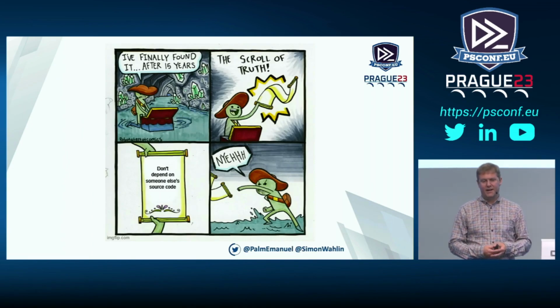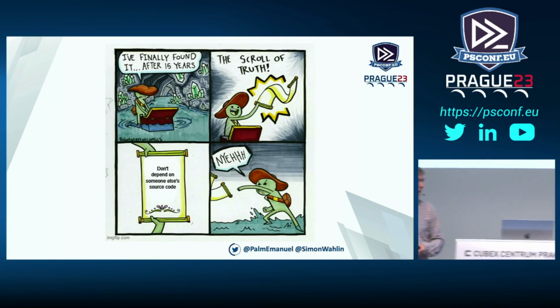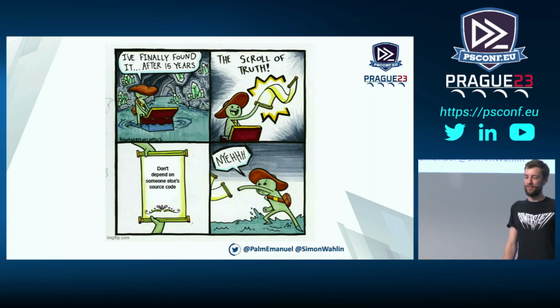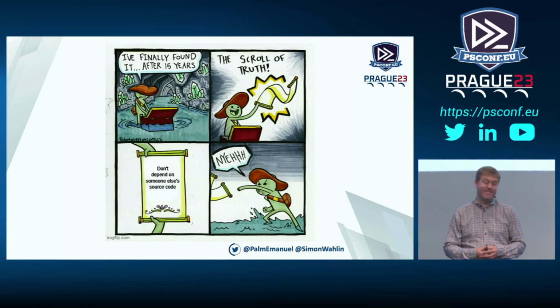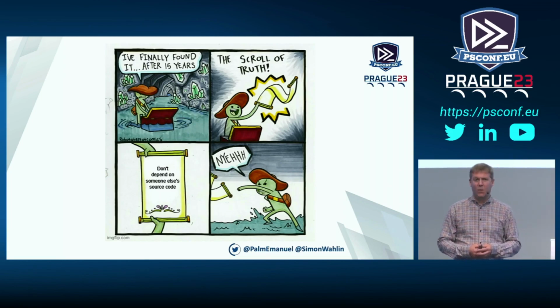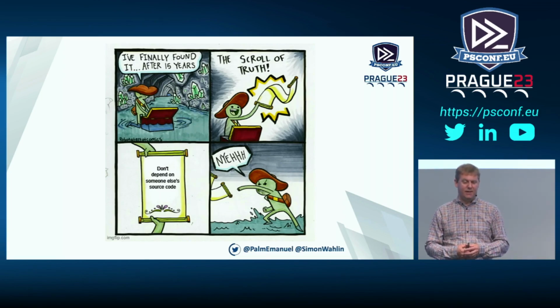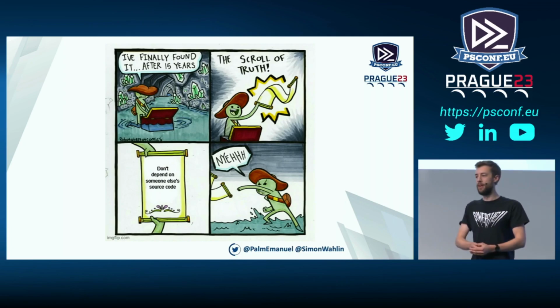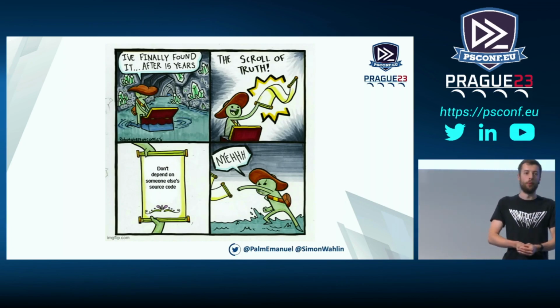Some learnings. Yeah, we have this meme. We finally found it after 15 years: the scroll of truth. Don't depend on someone else's source code. Yeah, we have found that it's a bit challenging to depend on, especially when we are depending on an early release of a tool that keeps making breaking changes internally. It has been a journey to keep up with, to say the least.